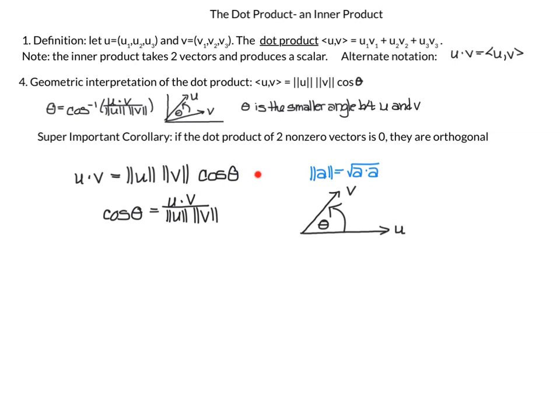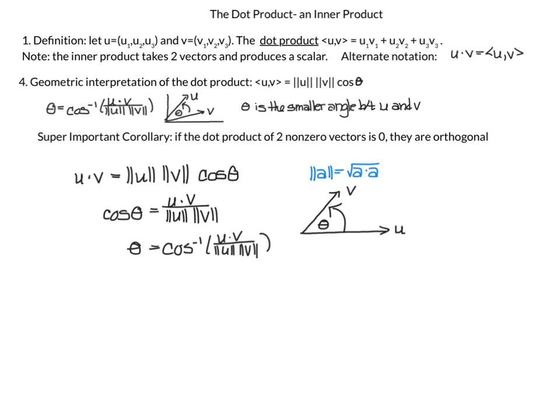In other words, I can solve for cosine of theta. So I have u dot v over norm of u, norm of v, which means I can then solve for theta, which will be equal to the inverse cosine of u dot v over magnitude of u, magnitude of v. As you can see, by looking at this geometric interpretation of the dot product, we now can find the angle between two vectors u and v using the dot product.